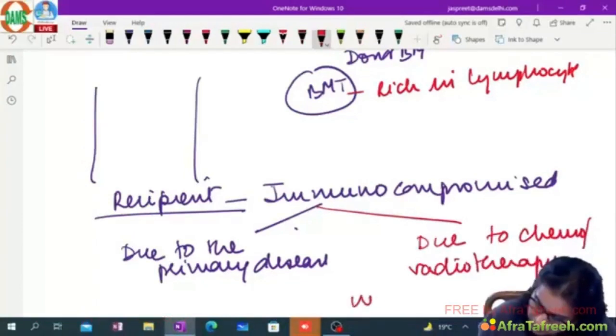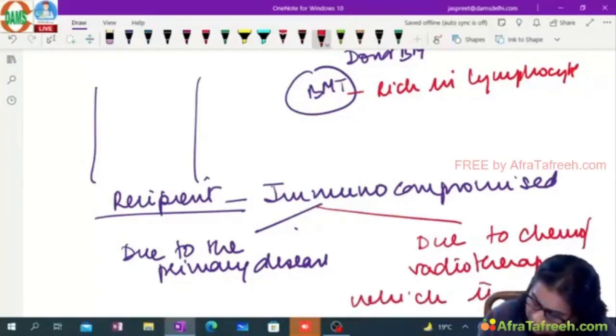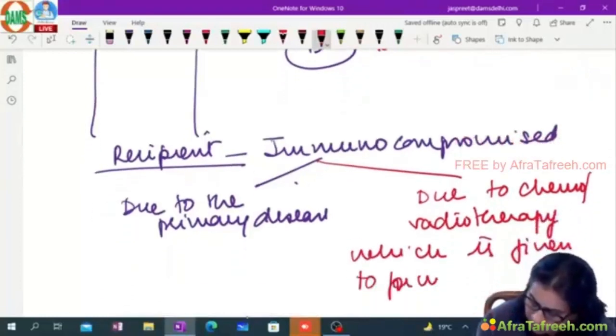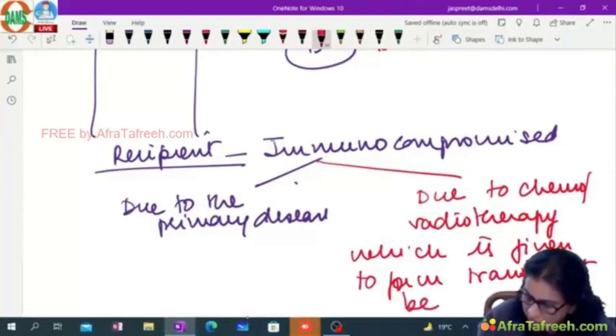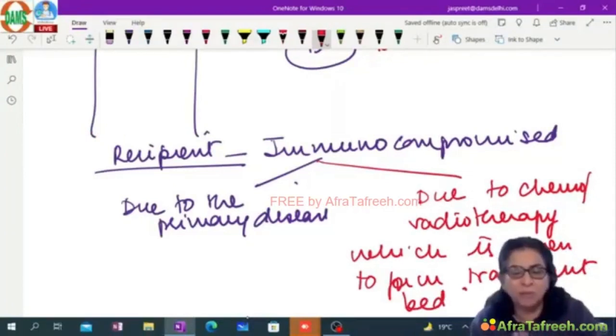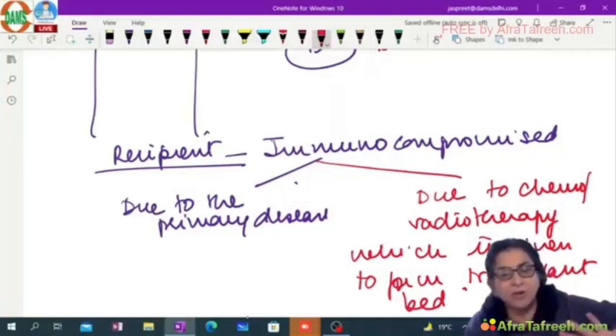Radiotherapy is given to form the transplant bed. So if this is a child with acute leukemia, he needs a bone marrow transplant. His leukemia makes him immunocompromised. Second, before giving him a bone marrow transplant, you will kill all the leukemic cells in his bone marrow, and even the normal ones.